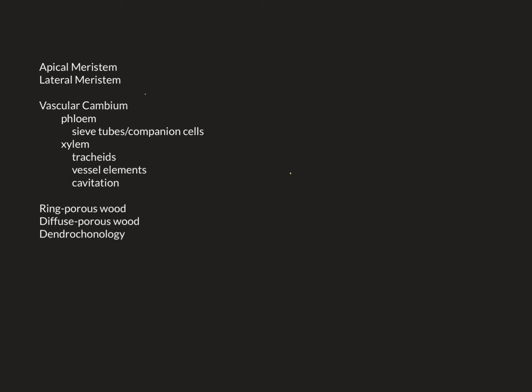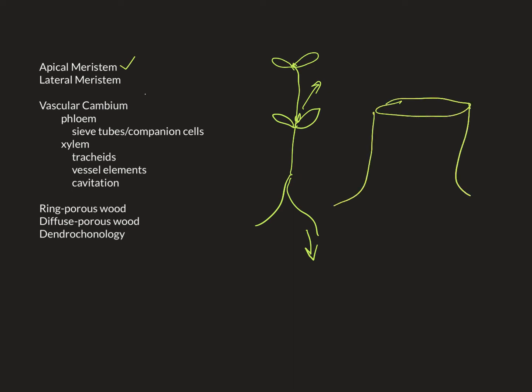I'm going to describe two types of meristems, apical meristems and lateral meristems. The apical meristem grows up and down from the buds and the root tips. And the lateral meristem is more girth, or growth in the width of the plant.